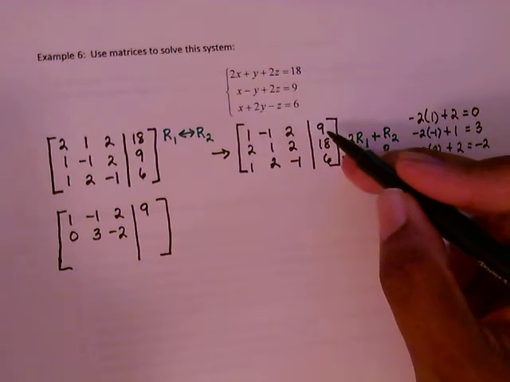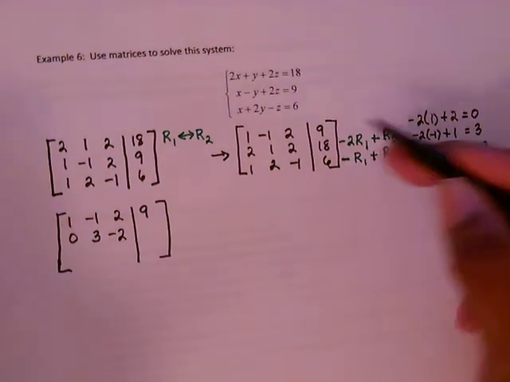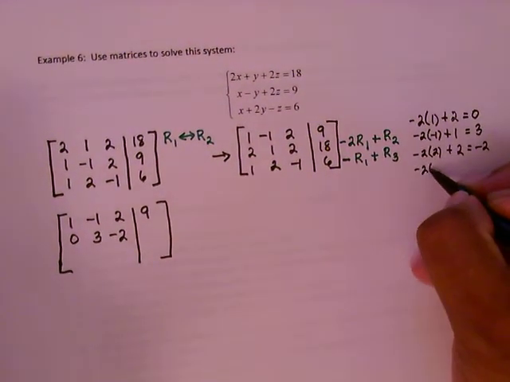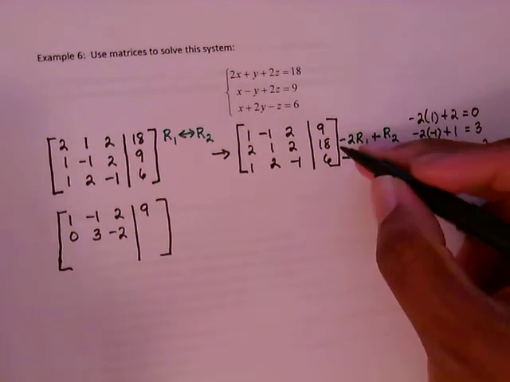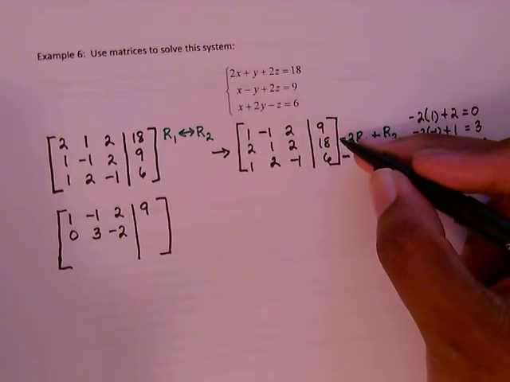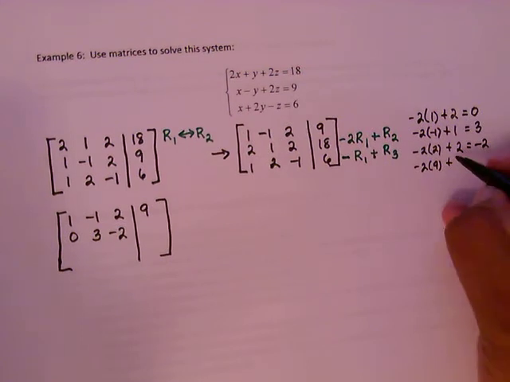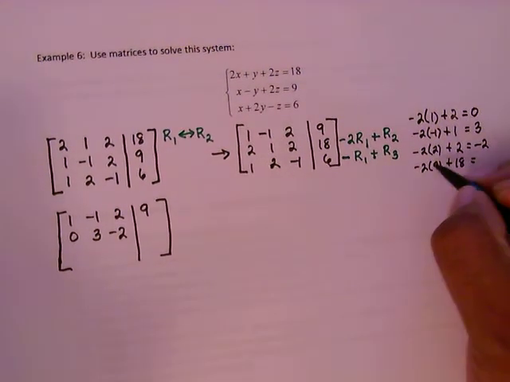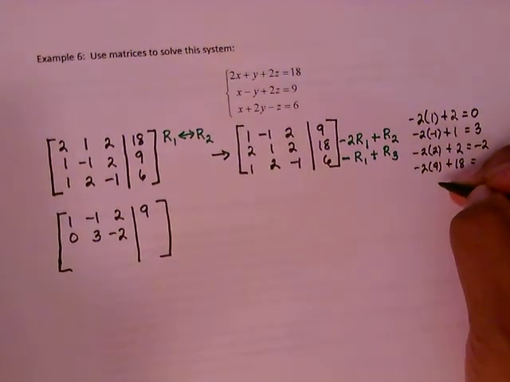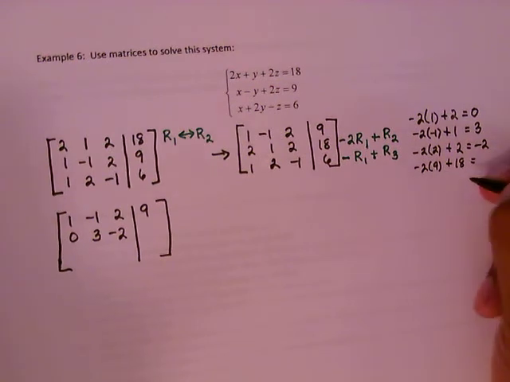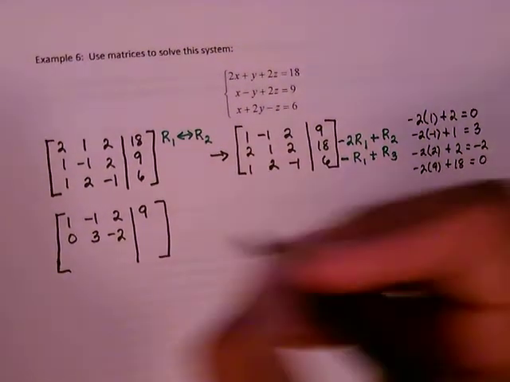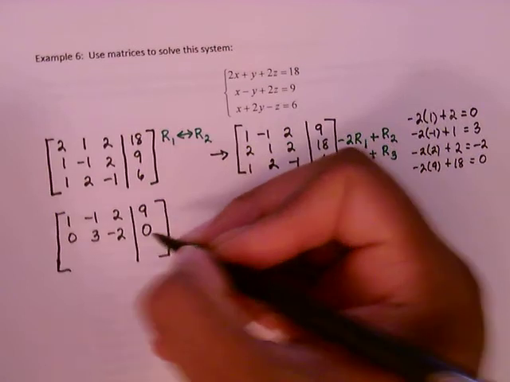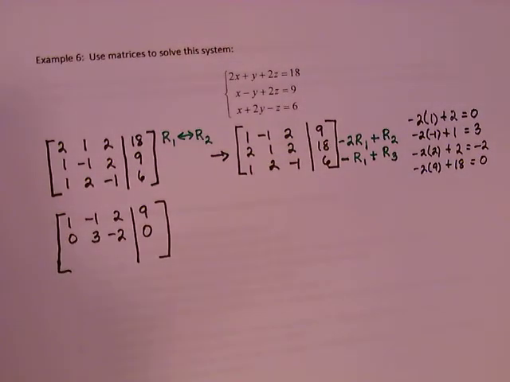negative 2 times the first row, that's the 9. Negative 2 times 9 plus what's in row 2, 18. Negative 2 times 9 is negative 18. Negative 18 plus 18 is 0. So that 0 goes here. Okay.